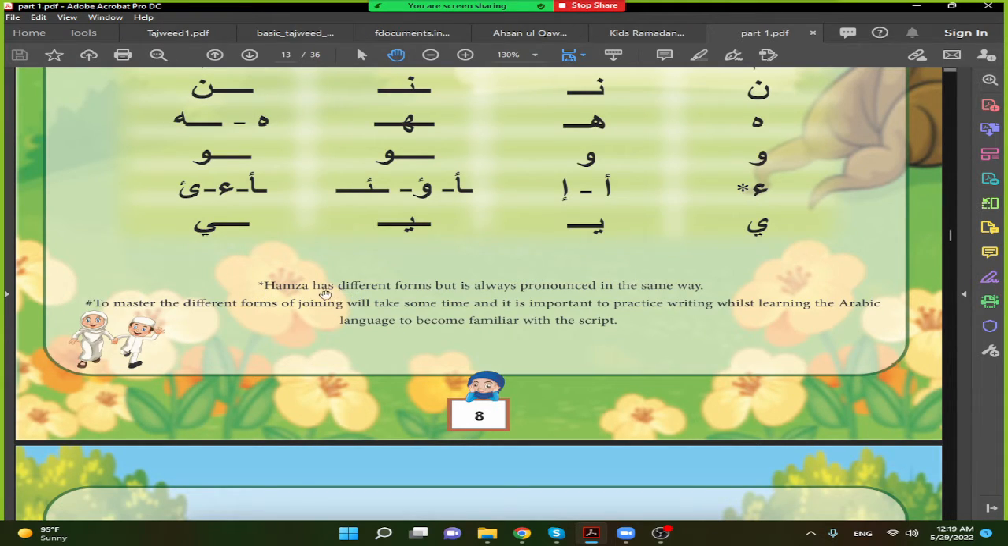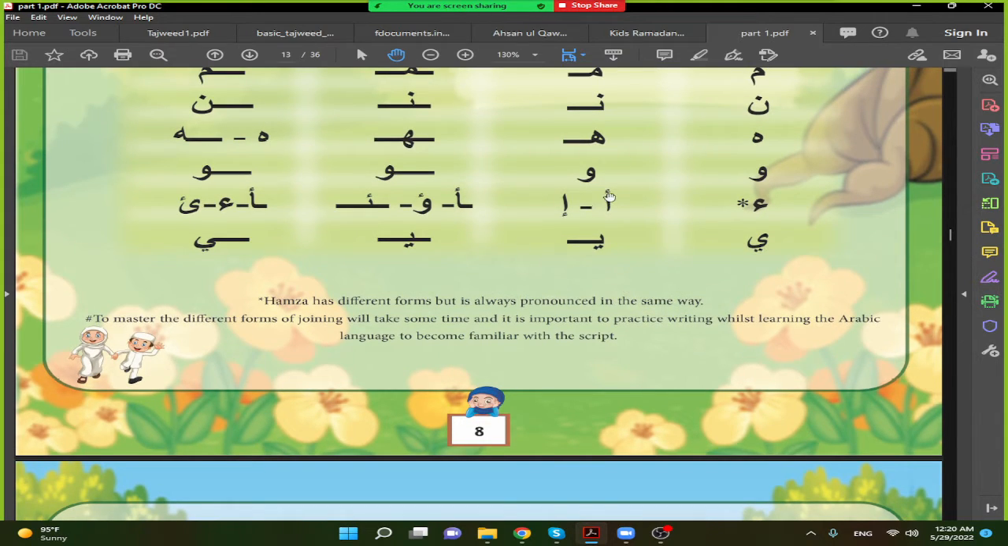Hamza has different forms, but is always pronounced in the same way. They are talking about the Hamza. Hamza is coming with different forms, okay? But it is always pronounced in the same way. Hamza, Hamza Alif. Just remember when it's coming up and down, the top one is first, okay? And the bottom one is after, okay?